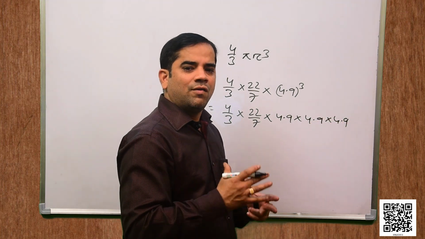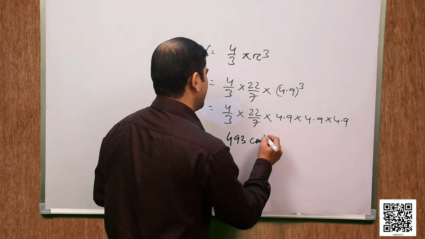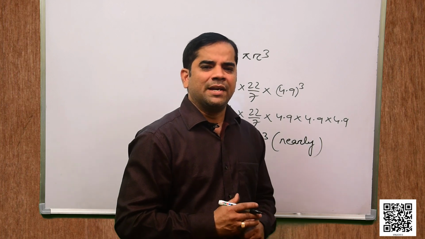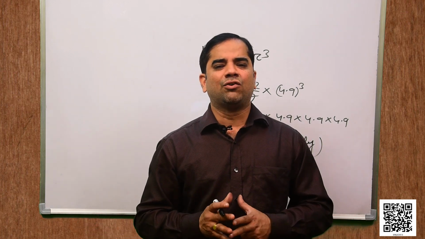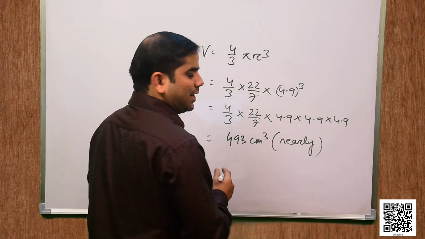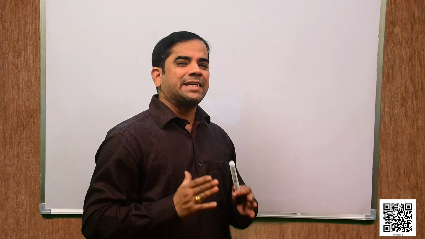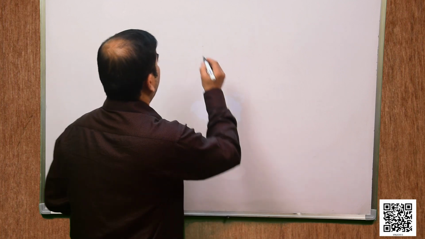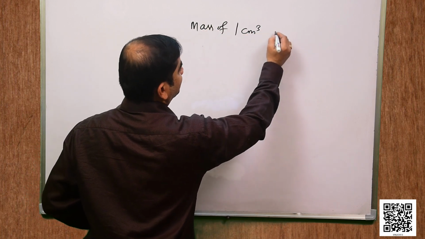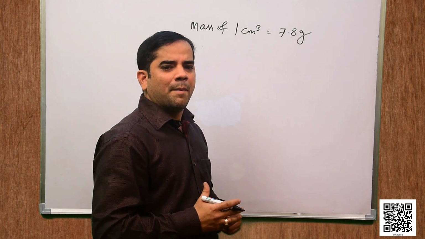And when we calculate, we will get a value that will be nearly equal to 493 centimeter cube. Okay. Now, mass of 1 centimeter cube of metal is 7.8 gram. It is given. So, let us find the mass of the shot put. Mass of 1 centimeter cube is equal to 7.8 gram. Fine. So, what should be the mass of the shot put?